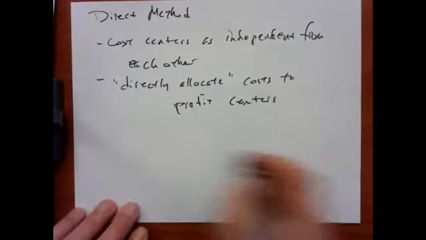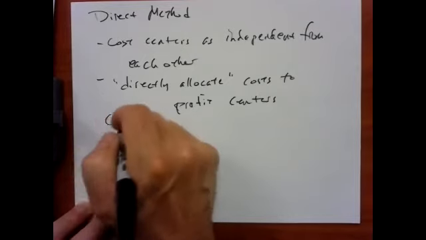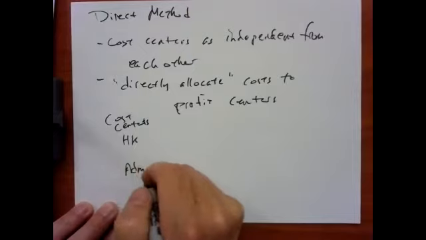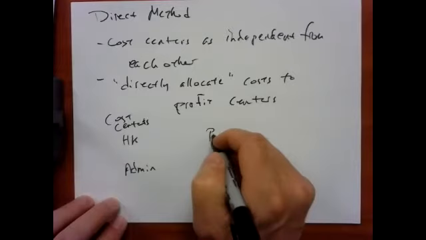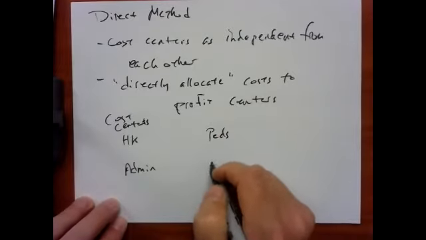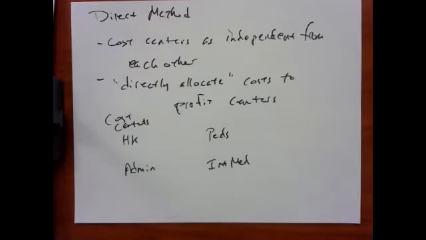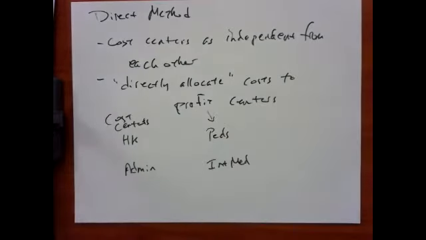So what does that look like? Let's imagine we have just two cost centers. We have housekeeping and we have admin. And then we have two clinics. We have peds and we have internal medicine. These are our profit centers. So our cost centers are housekeeping and admin, and our profit centers are peds and internal medicine.